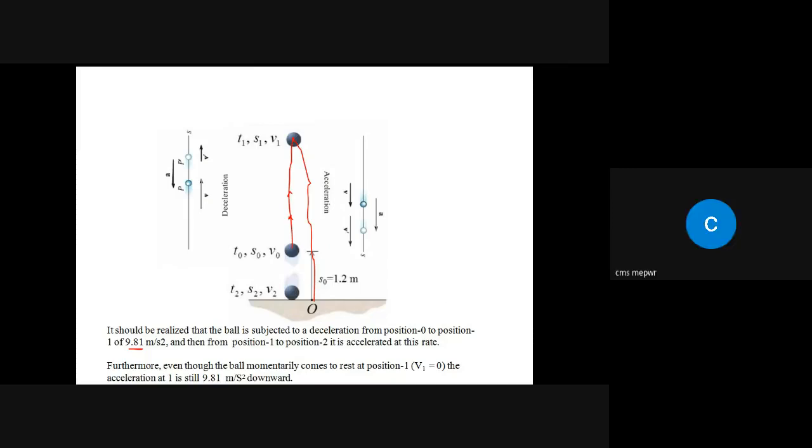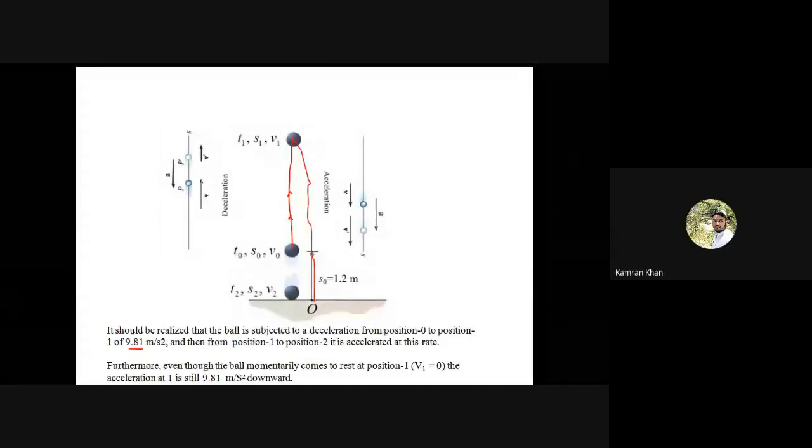ओके, सो यहाँ पे देख रहे हैं, even though the ball momentarily comes to rest at position 1, means v1 was 0, still we were having acceleration at 1, and that acceleration was due to 9.81 meter per second squared, acceleration due to gravity, and it was downward. It was due to gravitational force actually, right? So यहाँ से हमें एक MCQs के लिए क्वेश्चन भी मिल गया कि even अगर velocity 0 हो तब भी आपके पास acceleration हो सकती है, right?